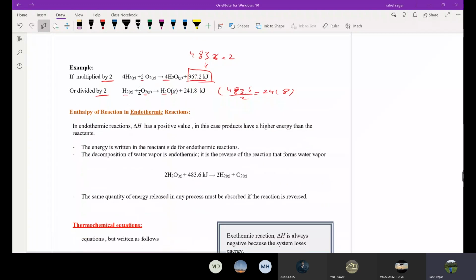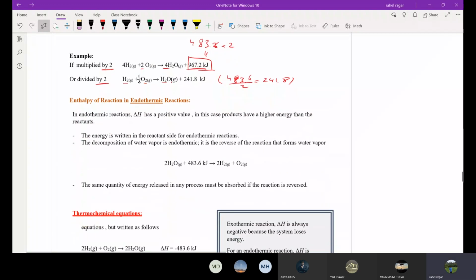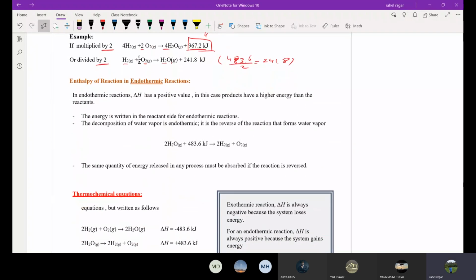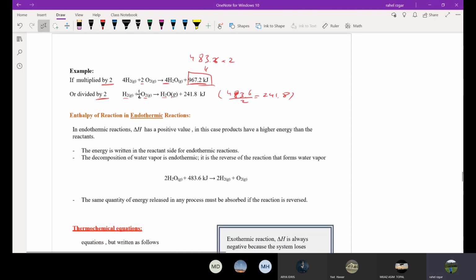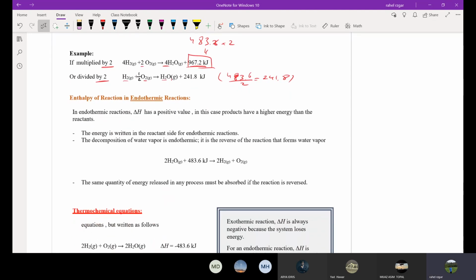All right, everyone. Now, let's talk about enthalpy of reaction in endothermic reactions. So we talked about exothermic. Exothermic was the amount of energy released. We wrote it in the product side. What about endothermic reactions? In endothermic reactions, delta H is positive. In this case, products have a higher energy than the reactants.